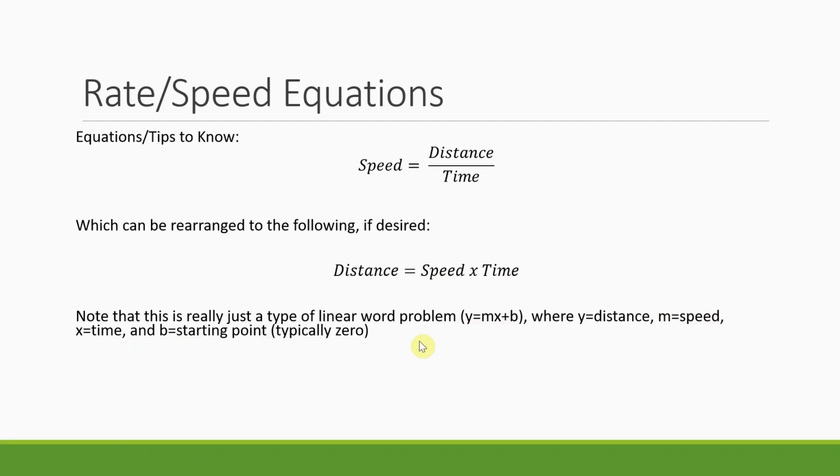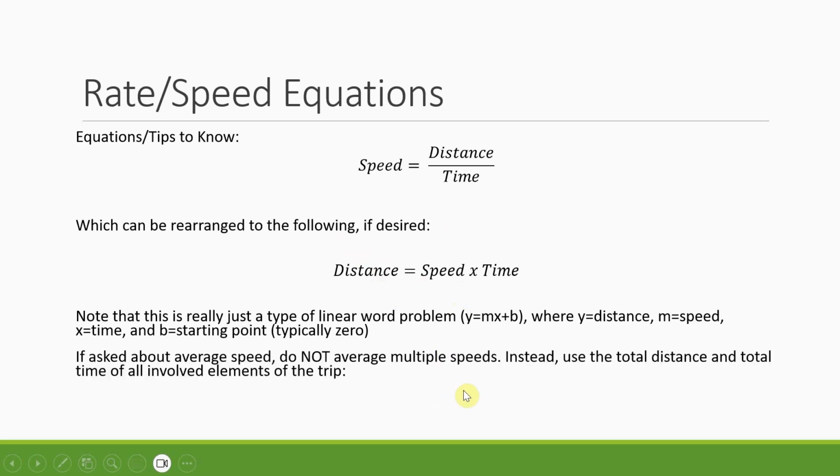Technically they could do something with, let's say I was driving 10 miles, but starting at 2 miles from the house for a total of 12 miles. I could have 12 equals mx plus 2 in that case, but you almost never really see that on the ACT, so don't really worry too much about B. This is the formula we're going to have.